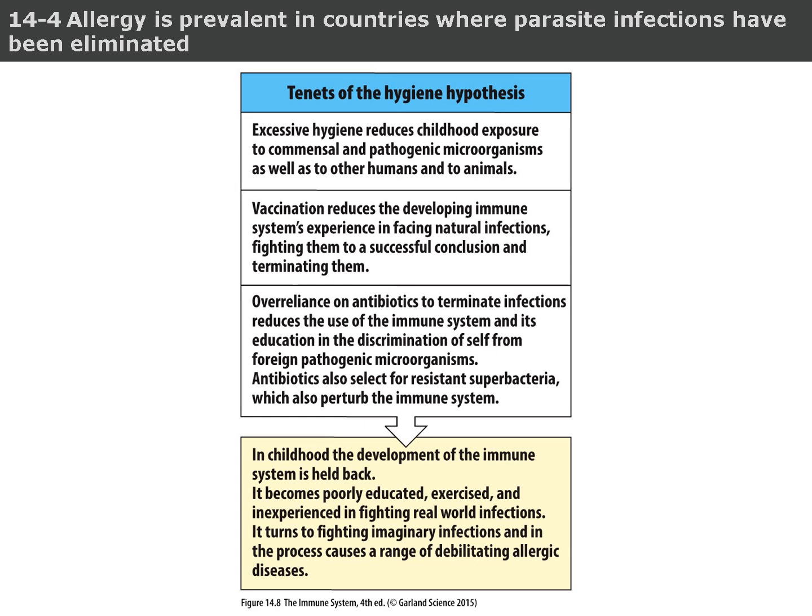An over-reliance on antibiotics further limits the immune system's engagement with pathogens, weakening its ability to distinguish between self and foreign invaders. Antibiotic use can also promote the emergence of resistant bacteria, which complicates immune responses and further perturbs normal immune function. As a result, the immune system during childhood becomes poorly educated, under-exercised, and inexperienced in combating real infections. Consequently, the immune system may turn its activity toward fighting non-existent threats, leading to the development of debilitating allergic diseases.